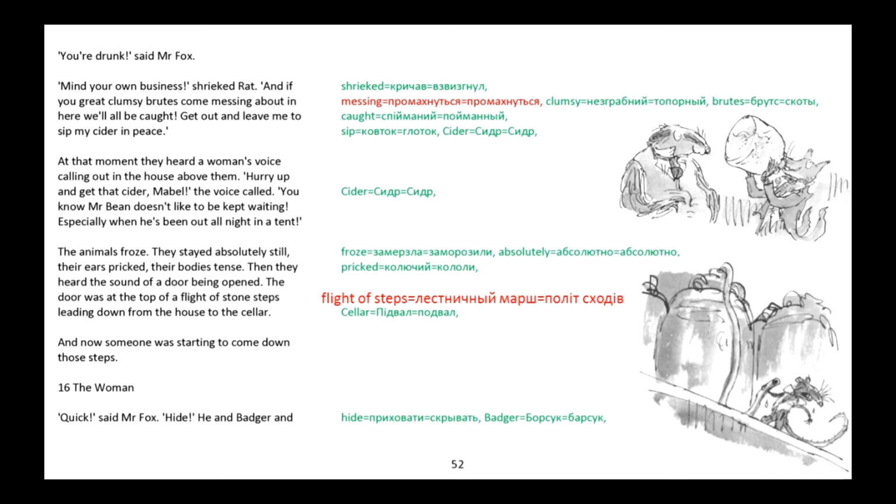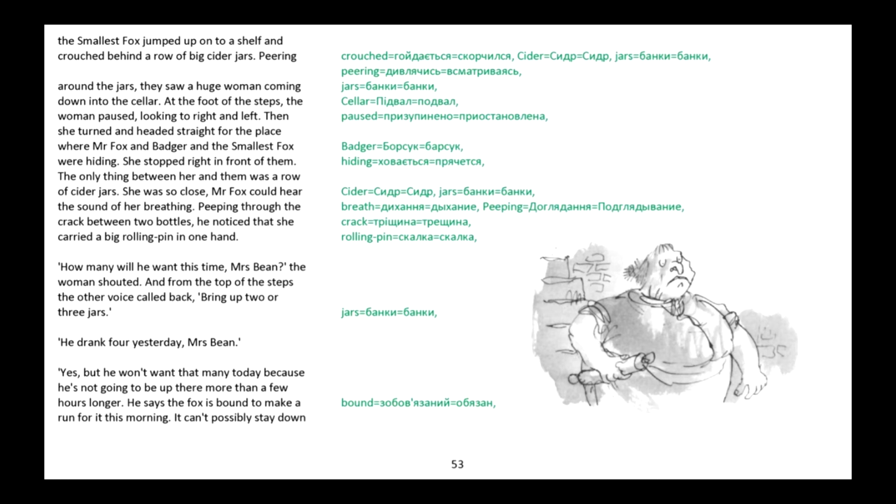He and Badger and the smallest fox jumped up on the shelf and crouched behind a row of big cider jars. Peering around the jars, they saw a huge woman coming down into the cellar. At the foot of the steps, the woman paused, looking to right and left. Then she turned and headed straight for the place where Mr. Fox and Badger and the smallest fox were hiding.